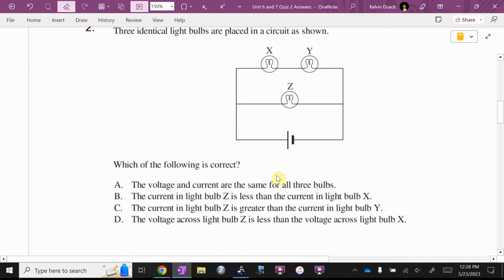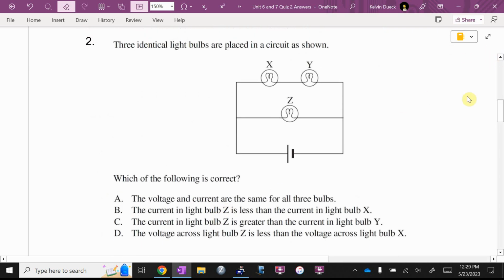3 identical light bulbs are placed in the circuit as shown. Which of the following is correct? The voltage and the current are the same for all 3 bulbs. I said that ain't right. Then I wasn't sure, so I labeled downhill. And I made up some numbers. I said, I'm going to pretend this is 48 volts. And I'm going to pretend that this is 5 ohms, 5 ohms, 5 ohms. And I just decided to solve the circuit.